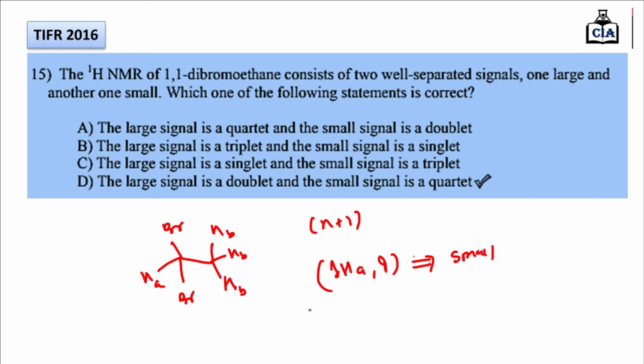And if you look at the 3 HB signal, this 3 HB will give a doublet, due to only one hydrogen atom present on the adjacent carbon atom. Due to the larger number of hydrogen atoms, this will give the largest signal, a doublet. So our option D is the correct answer.